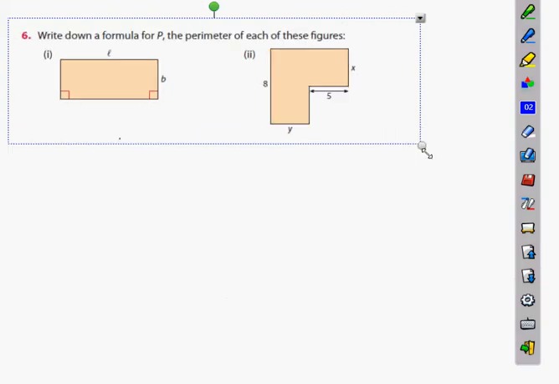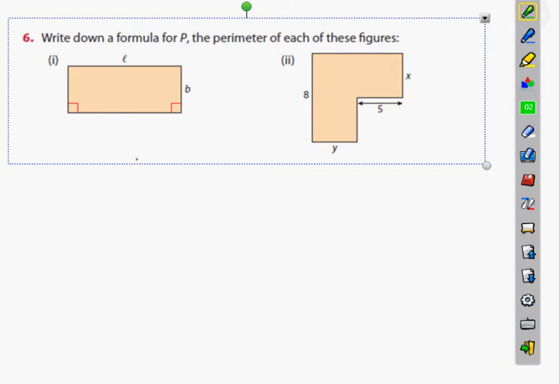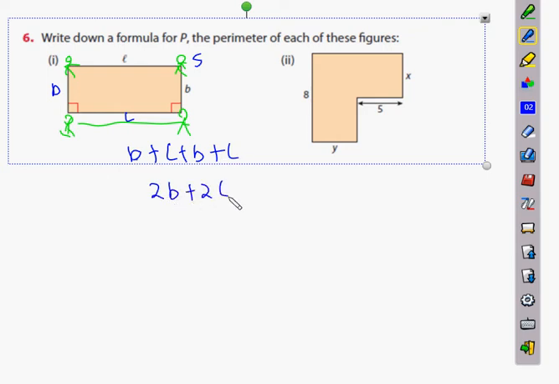Write down a formula P for perimeter. Can anyone tell me what perimeter is? What is a perimeter? If I told you to run a lap in first year, which some of you obviously did, what happens when I tell you to run a lap? You go from here to here, up to here, around, and you don't cut corners, and you end up back where you start. So, if you start here, you cover a distance B, then a distance L, then another distance B, then another distance L. You cover 2B plus 2L. Does that make sense? P equals 2B plus 2L.